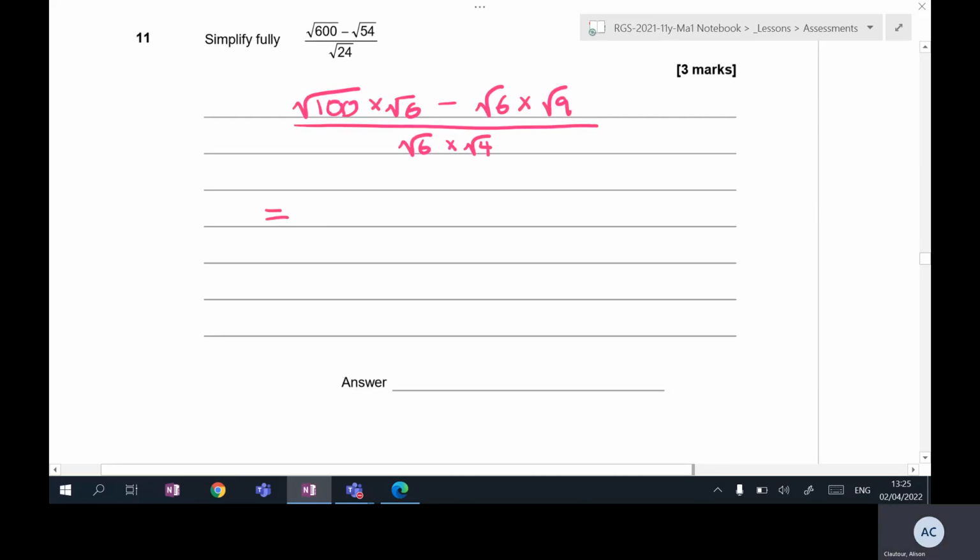Okay, so that leaves you with 10 root 6 minus 3 root 6 divided by 2 root 6. So 7 root 6 over 2 root 6, and obviously the root 6's cancel out. So you're just left with 7 over 2.